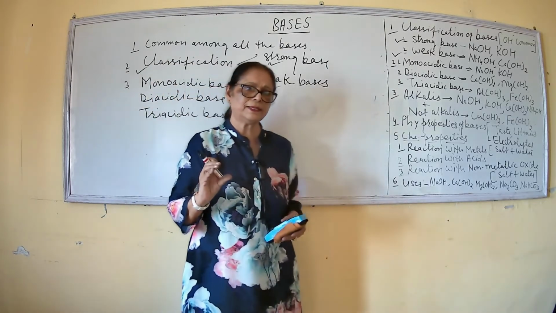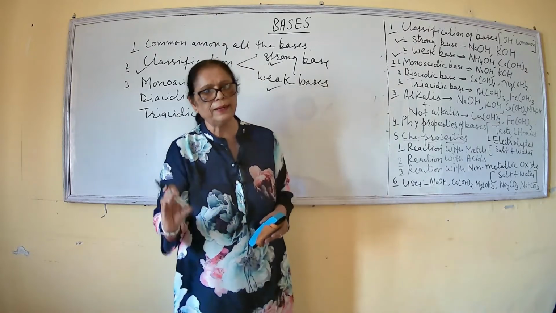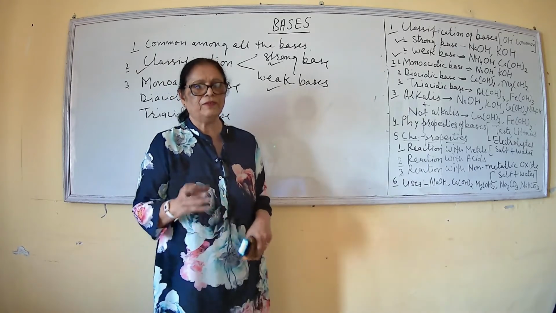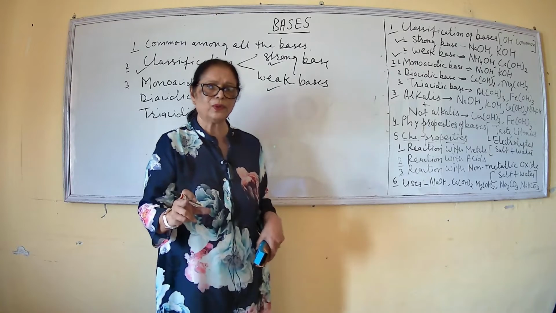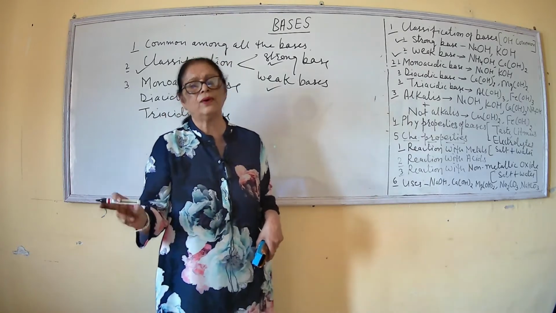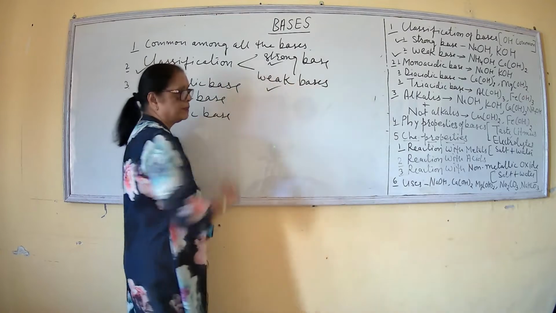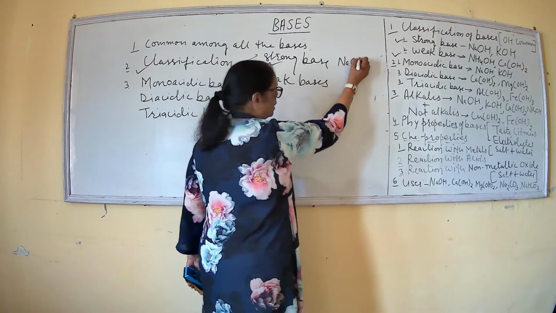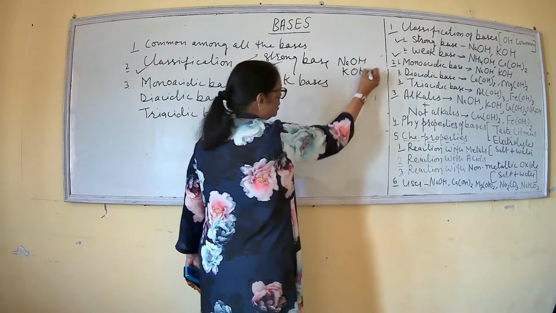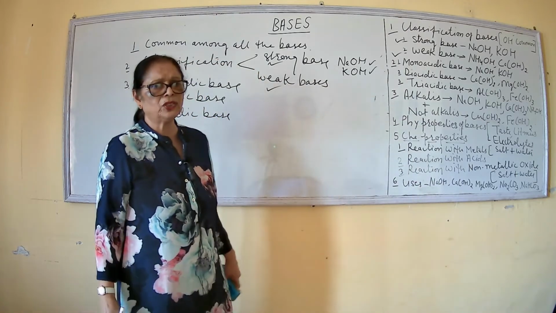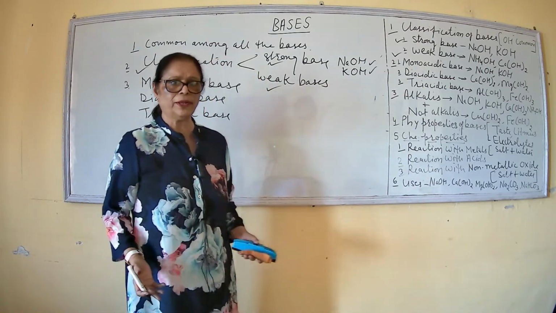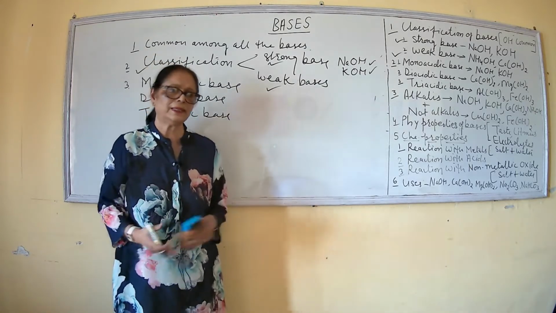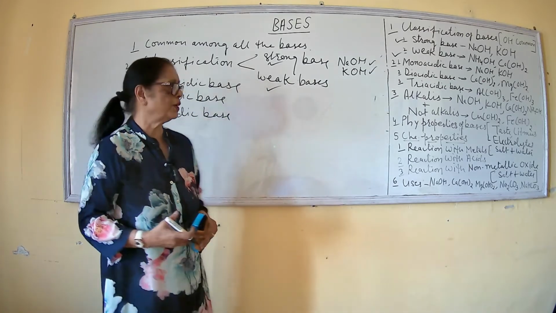Strong bases are those bases which get ionized completely in their aqueous solution. Or in other words, those bases which get decomposed completely into their corresponding ions are known as strong bases. Very good examples of strong bases are sodium hydroxide and potassium hydroxide. When you dissolve them in water, they completely decompose into their ions, complete ionization in the aqueous solution. Aqueous solution means water solution.